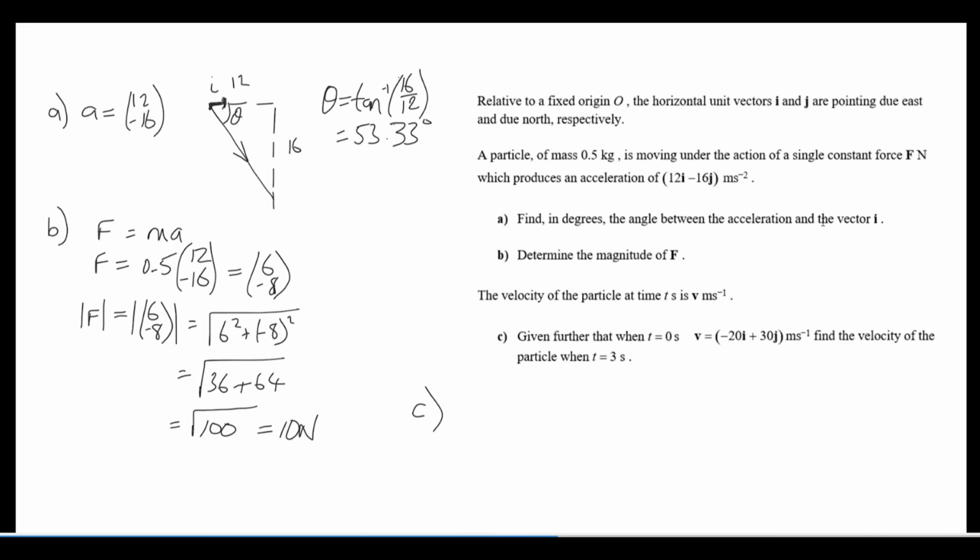The question goes on to ask us to find the velocity of the particle when t equals 3. So after 3 seconds, what will be the new velocity? Okay, what will be the current velocity? What will be the final velocity? So let's go ahead and collect our SUVAT variables as usual. We just want to make sure that we can get these in vector form this time.